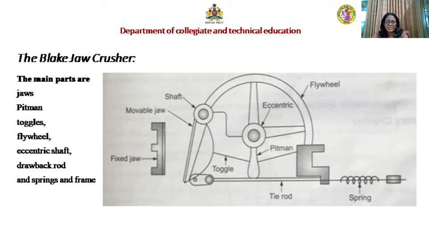Since the action is intermittent, meaning the crushing action is not continuous, the load on the machine is not even, so the machine incorporates a heavy flywheel. Okay, that's about the construction of a jaw crusher.